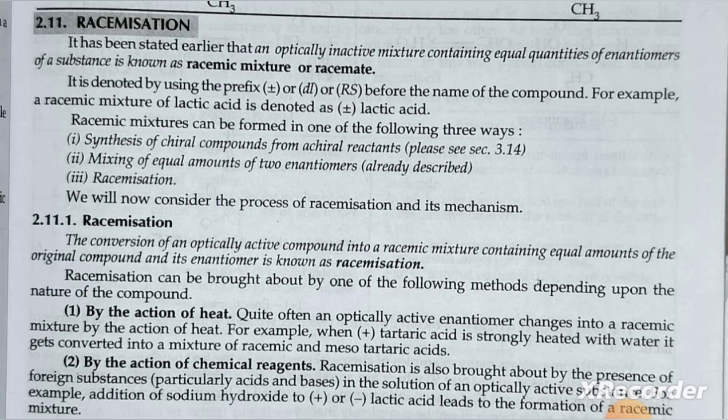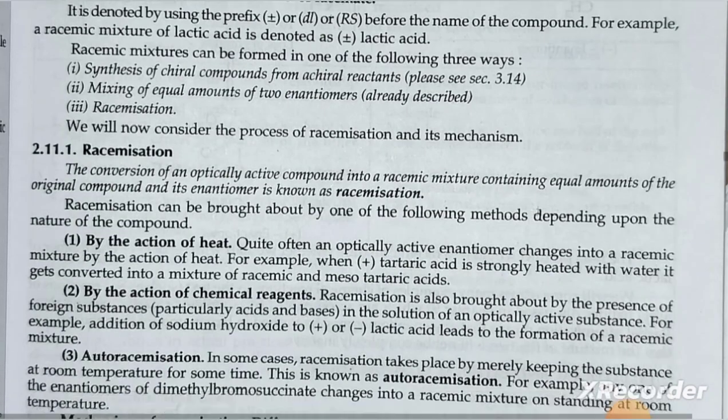A racemic mixture can be formed in one of the following 3 ways. First is synthesis of a chiral compound from a chiral reactant. Please see section 3.14. Second is mixing of equal amounts of 2 enantiomers, already described, and third is racemization. We will now consider the process of racemization and its mechanism. First is racemization.